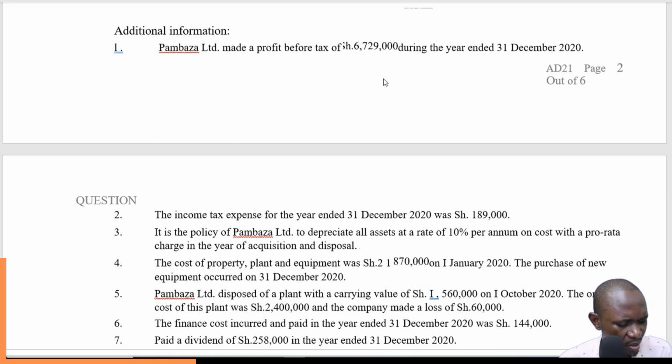6,729. I'll make use of my paper here. I also urge you to make use of the paper. Just download it, then you can proceed. 6729. And then the income tax expense for the year ended, this is direct. Pambaza made a profit before tax of 6729.